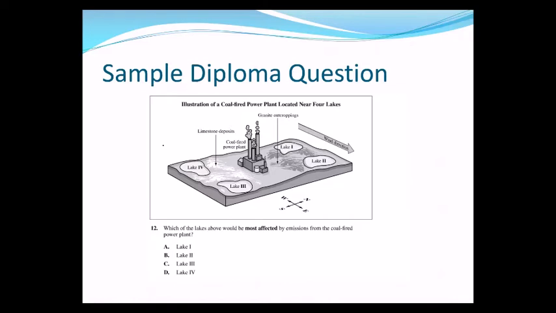Which of the lakes above would be most affected by emissions from a coal-fired power plant? You can see we have limestone deposits, which is a buffer. And granite we don't know about, but granite's not a buffer, right? So granite would be more affected than the limestone because the limestone would stop the SO2 from making the lakes acidic. So these would be least affected. And then you can see wind direction here. The lake that's downwind, which is Lake 2, is going to be most affected because it doesn't have that limestone that buffers.